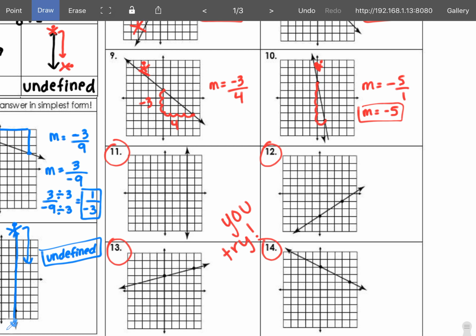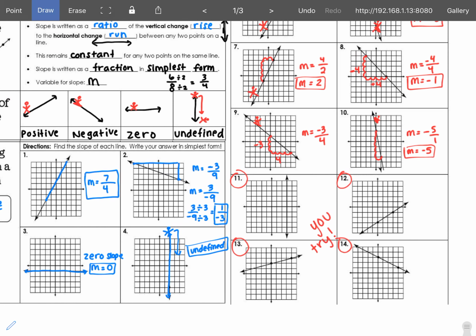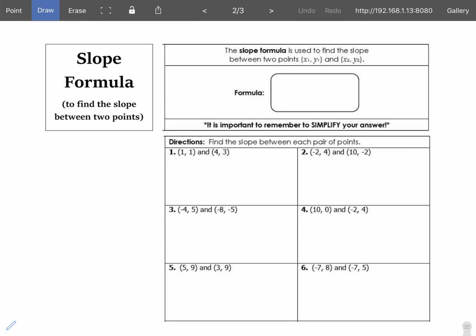So here we talked about slope, right? We talked about slope when we're given a graph. So all of these had a graph, right? We just did rise over run. We figured out the slope. What if we weren't given a graph? Then we use the slope formula. So for these six, we're going to use the slope formula to find the slope between the 2 points.